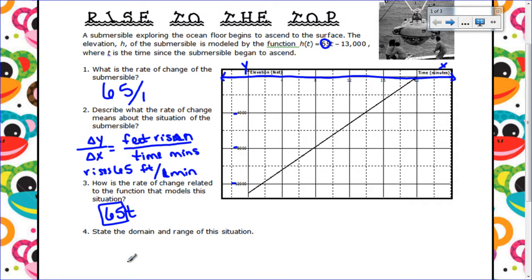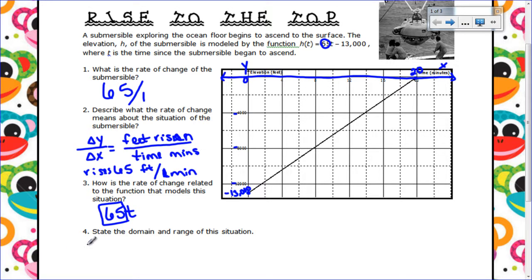Now number 4 asks for the domain and range. We're going to call this number right here where this starts negative 13,000. And then I can see where it ends up here. This is a 20. I've run out of space for things. And this is going to be 0 feet.